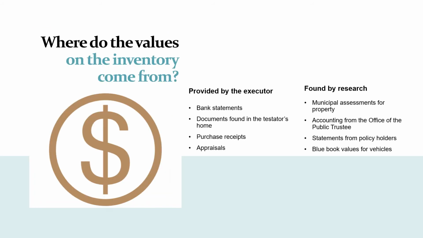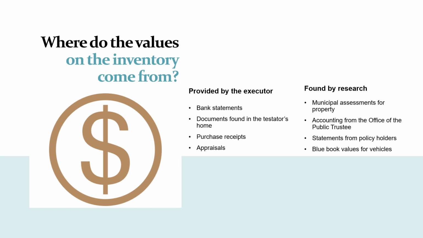So where do the values on the inventory come from? The values on the inventory are either provided by the executor or found through research. Sometimes the testator's bank is willing to provide a balance summary to the executor, but this isn't always possible. In many cases, the executor needs to look through the testator's home to find information about assets. This can include bank statements, receipts for large items, deeds to property, or appraisals for items like jewelry.